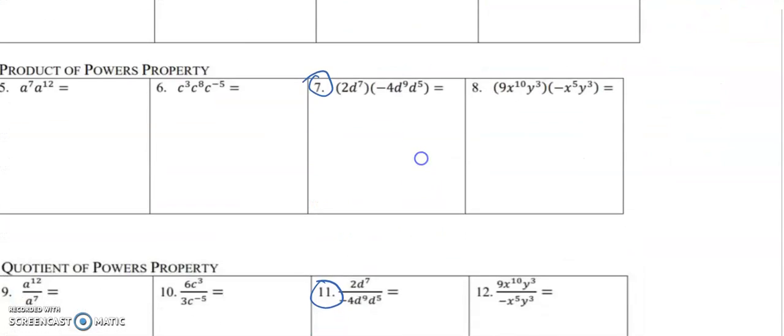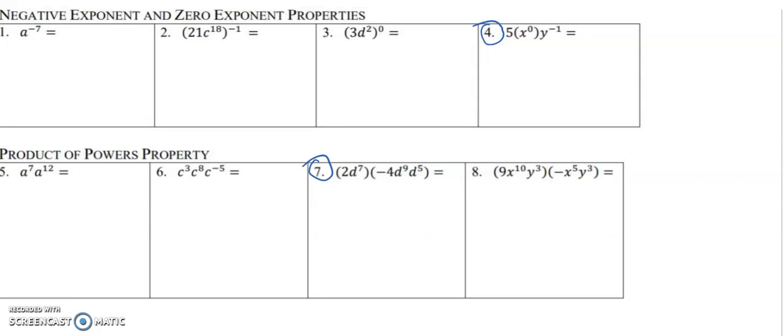I'm going to do 3 of these circle problems, and then you guys can work on the rest for practice. So number 4, 5 times x to the 0 times y to the negative 1. I kind of gave you a hint on the properties you're talking about here. 5 times x to the 0, this is really equal to 1, so it's 5 times 1 times y to the negative 1. That negative exponent we want to move, right? This is over 1. We want to move that to the denominator. So this should be 5 over y to the first, or just 5 over y.